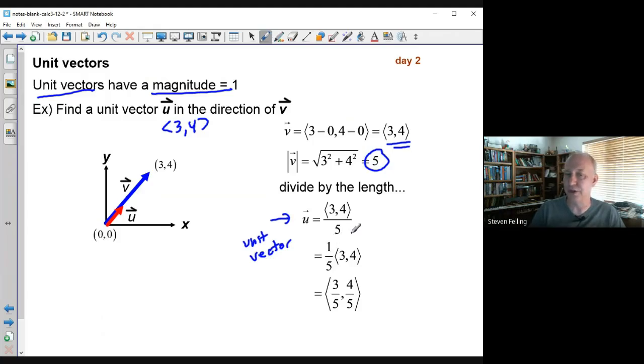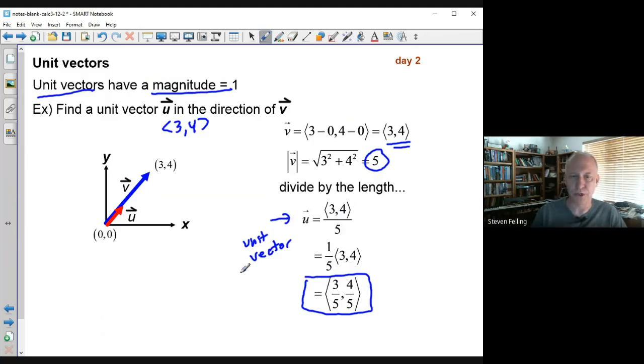So you can write that result 3 different ways. You'll have to compute the length, and then you can write it as the vector divided by 5, or you could write it as being multiplied by 1/5, or you could multiply that scalar in and write it as 3/5, 4/5. Technically, this is the correct definition, right? But you see it written all these different ways.